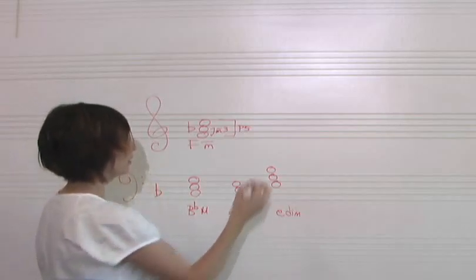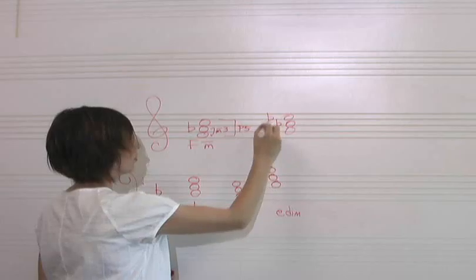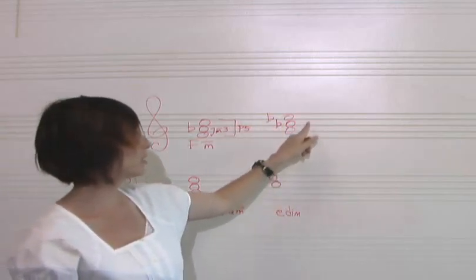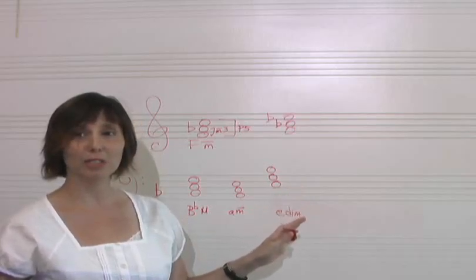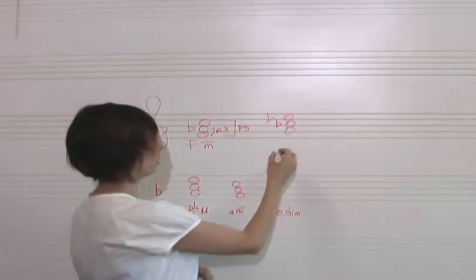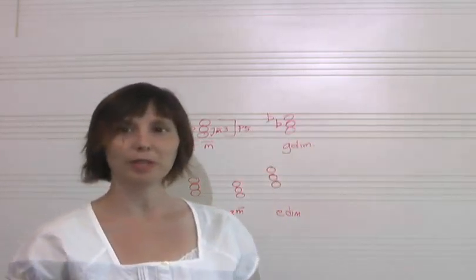It could save you some time. For example, here, if I look from G to D flat, I immediately know that's a diminished fifth. So I could just assume this is a G diminished triad.